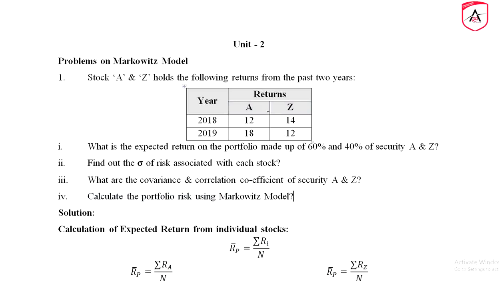Here he says, what is the risk of the portfolio if we combine and invest in these 2 stocks, 60% in A and 40% in Z? So what is the risk? That we have to find, but using the Markowitz model. This is the question. So let us find out how we can solve this.